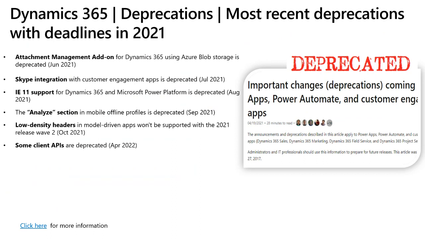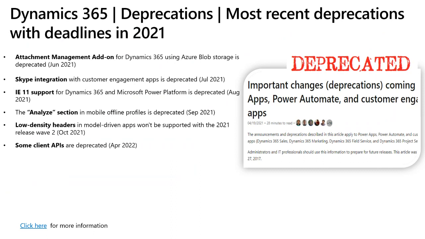The second one is around Skype for Business integration with customer engagement apps. That's deprecated as of July, and it will no longer be supported after July 31st of 2021. This is using Skype for Business within Dynamics, where you can see the presence of certain people within Dynamics. If you're still using Skype for Business and want that capability, the guidance is to transition over to Microsoft Teams.